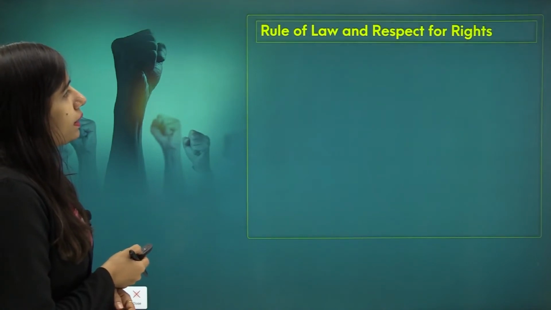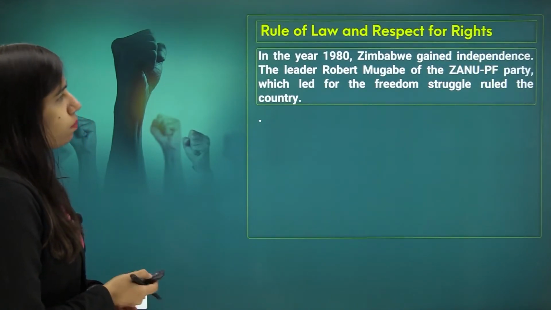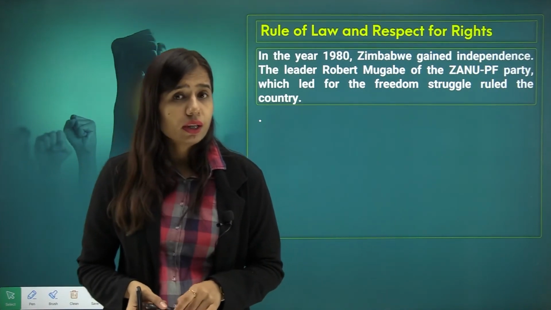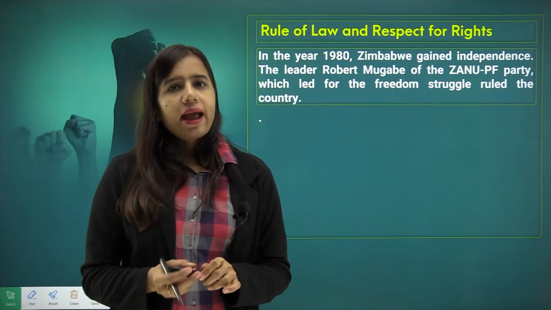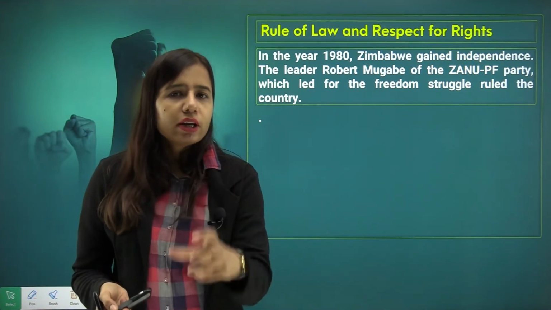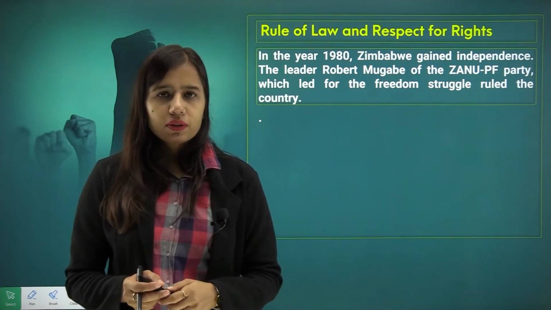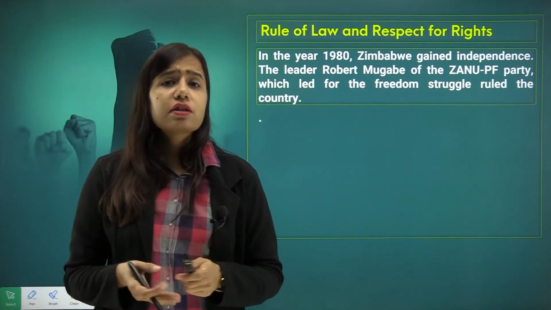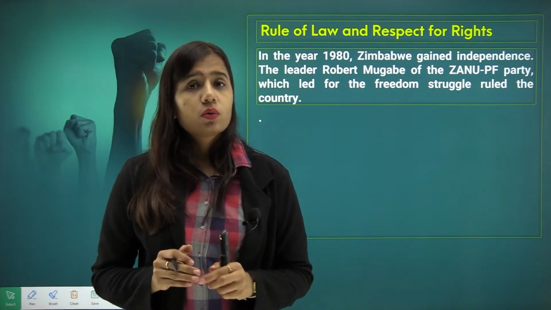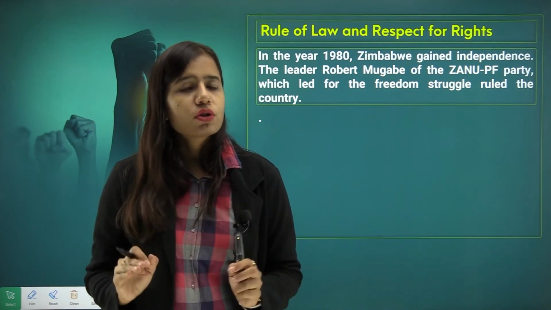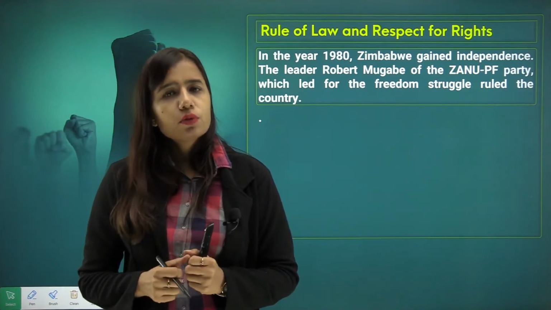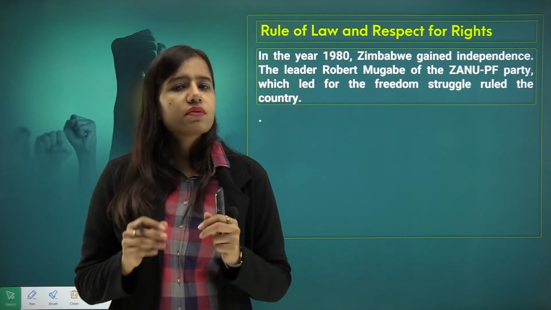Now let us move on to our next example, rule of law and respect for rights. So in a country the rule of law has to be there and there has to be respect for the rights of the people. So government should respect the dignity of the people, right? Government should respect the rights of the people. You all must be aware that in our country, which is India, what is supreme? The constitution is supreme. Even the government has to follow the rules set by the constitution, right? So rule of law is very, very important.